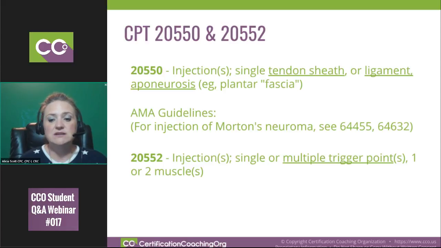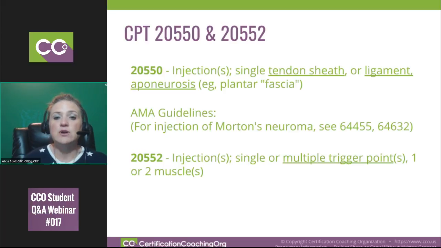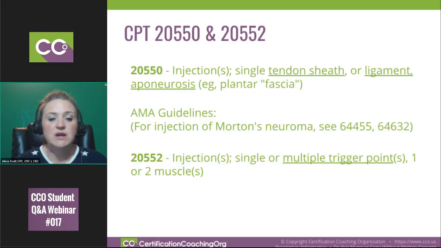The main things are what I underlined. So 20550 is an injection, and it's a single injection. Now, compare the 2. When you look at 20552, it's a single injection as well, whereas 50 doesn't have "or" in there, but 52 does: "or multiple trigger points." Okay, so let's go back to 20550.